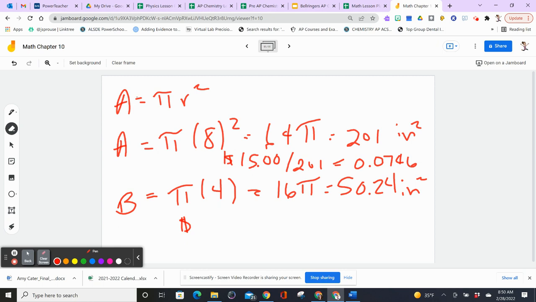Whereas this one is going to be 7.50 divided by 50 square inches, which is $0.15. So the larger pizza is the better value because it costs less per square inch. And that's it for circumference and area of a circle.